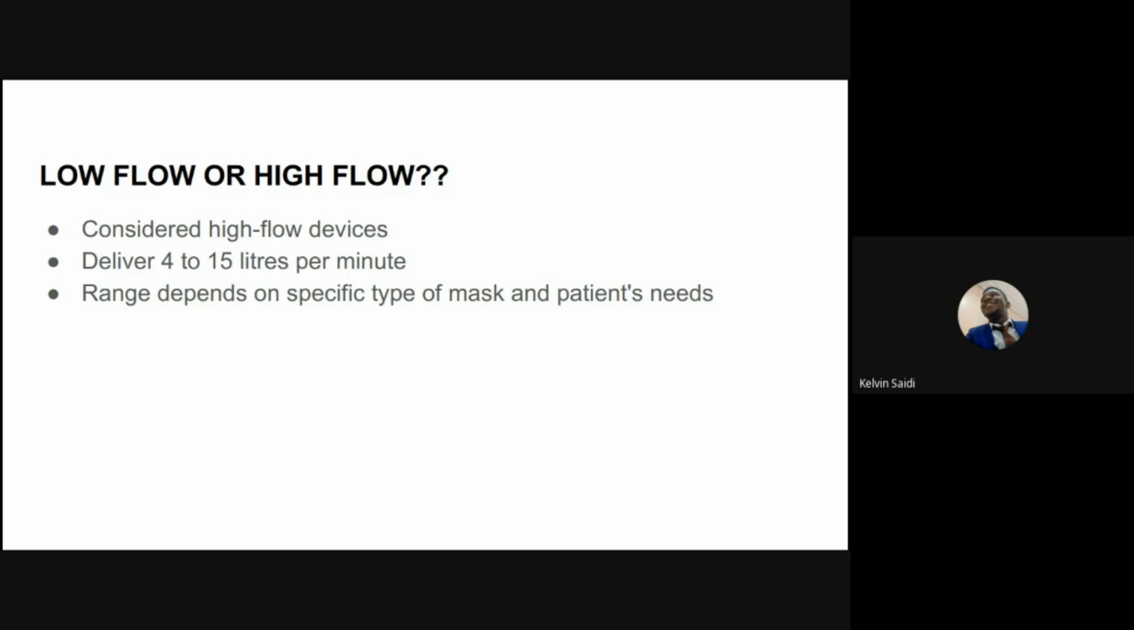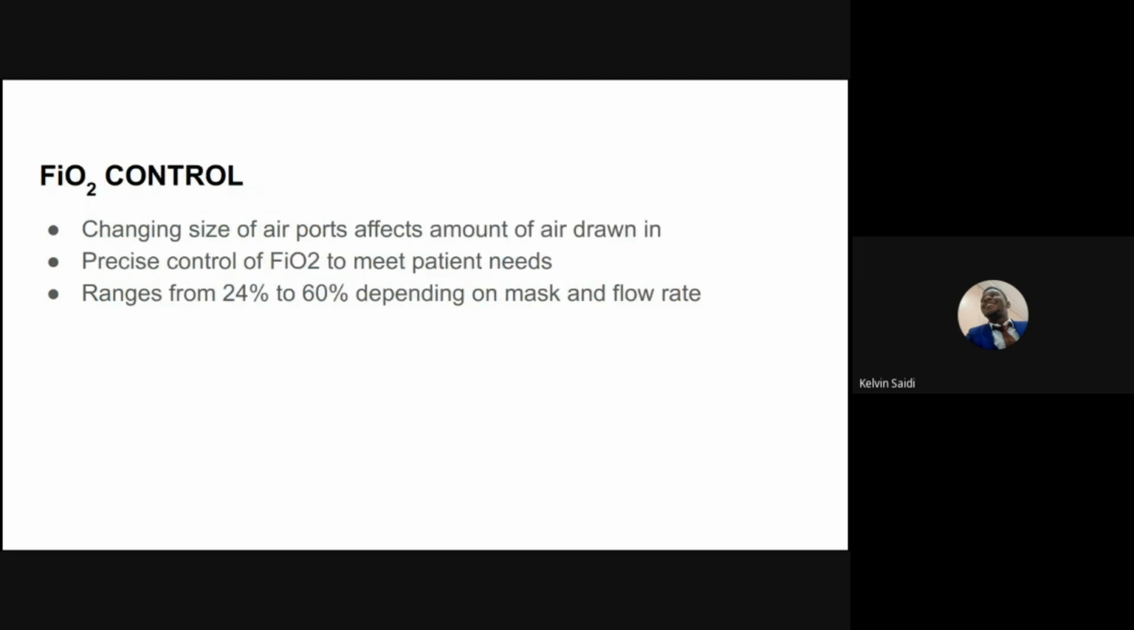Moving on, we now talk about the FiO2, the fraction of inspired oxygen. So the FiO2 of a Venturi mask can be precisely controlled by changing the size of the ports on the mask. So different size ports allow for different amounts of air to be drawn in, which affects the FiO2 delivered to the patient. So the FiO2 of a Venturi mask can range from 24 to 60%, depending on the specific type of mask and the flow rate.